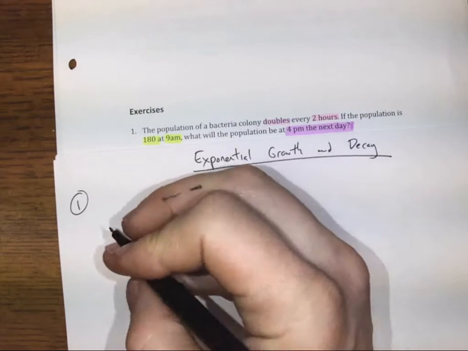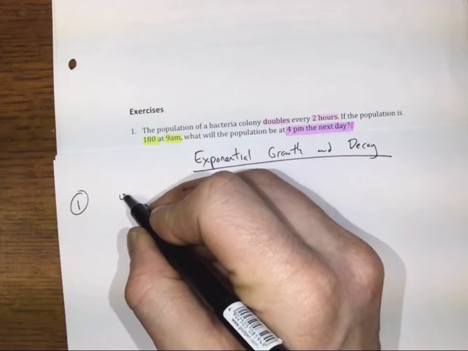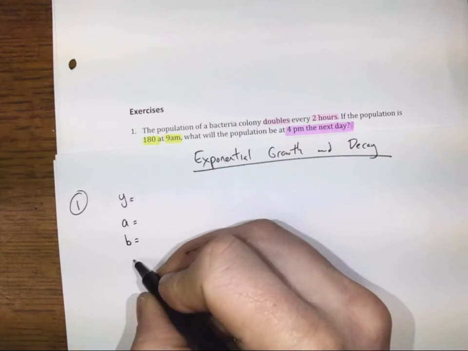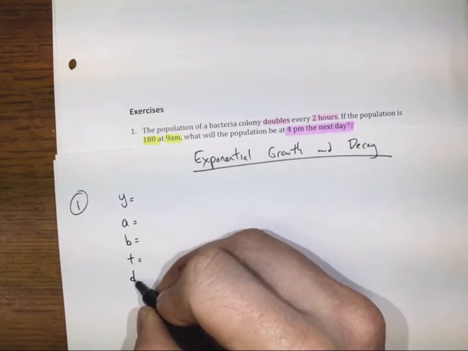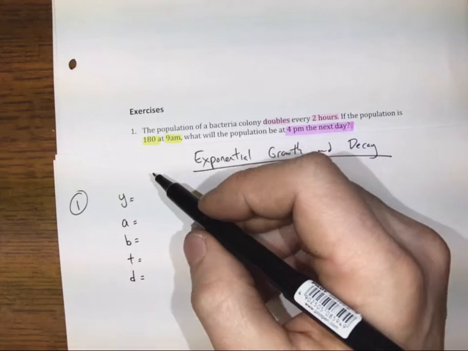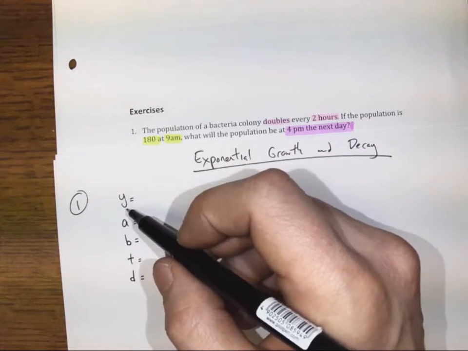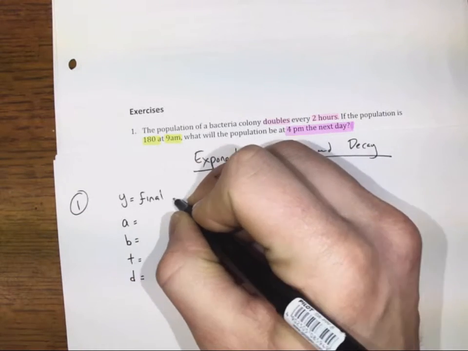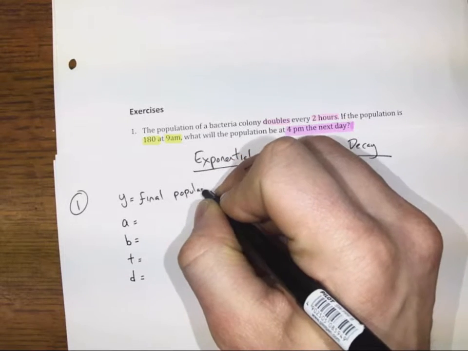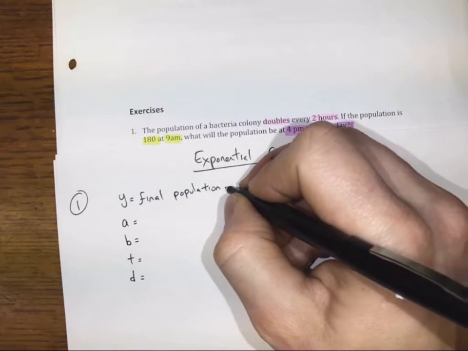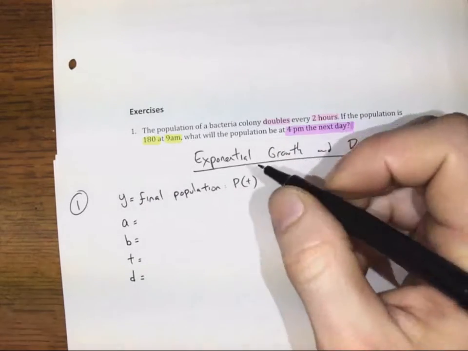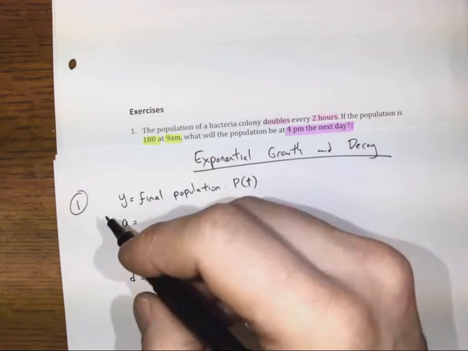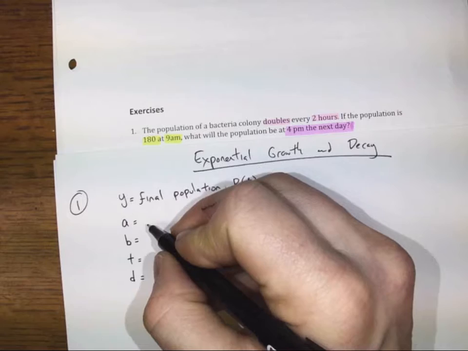So, as we've been doing before, we're going to start by labeling all of our variables. Our y, our a, our b, our t, and our d. So this y represents our final value. This will be our final population. And I'm going to call it p of t. I like to change it into function notation. You could also just call it p, or you could also just keep it as y if you prefer. There's nothing wrong with doing that.